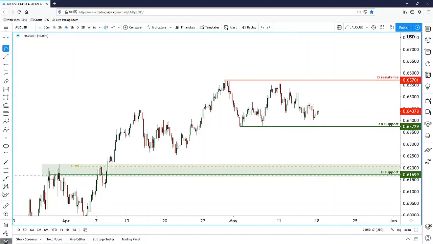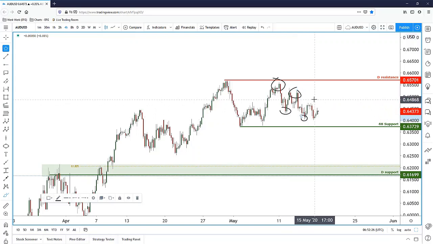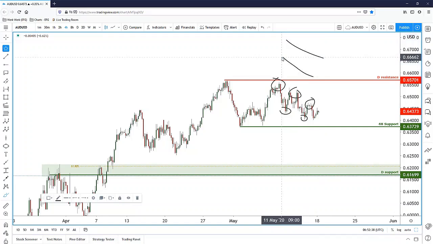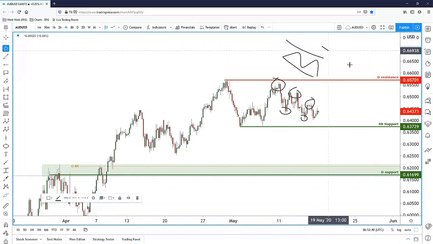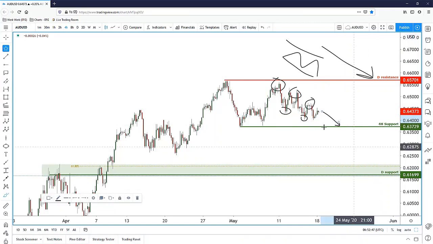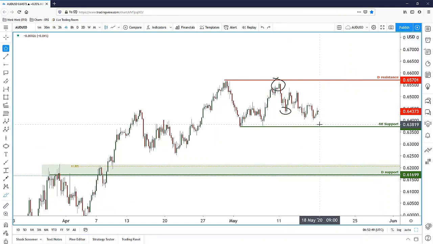Now, where is the resistance? The resistance is a bit tricky because price made a high here, it made a lower low, and then a lower high, and then another lower low, and another lower high. When we see lower highs and lower lows, we immediately know that price is in a downtrend. So what we can expect from here is for price to make a push down towards the 4-hour support. And there are two scenarios here.